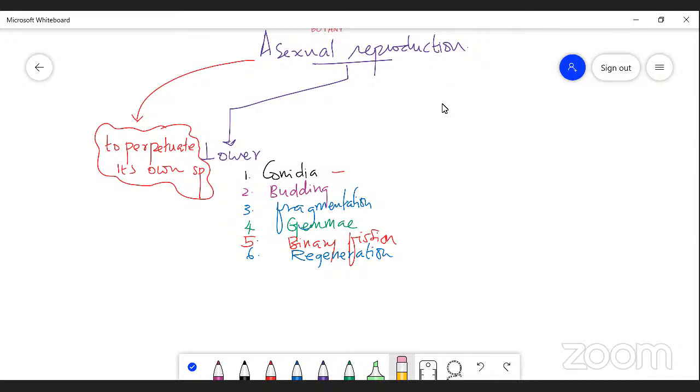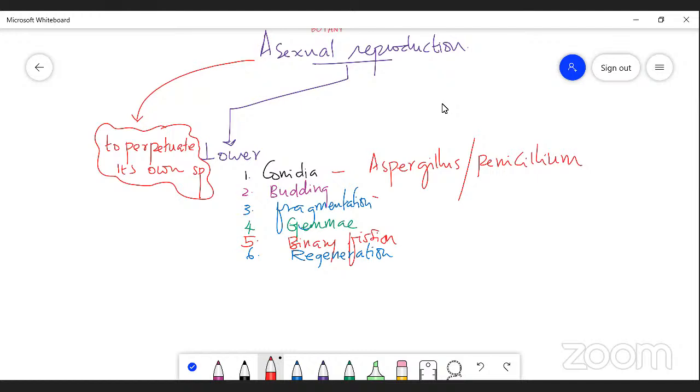The best example I can say, Aspergillus. And second one, Penicillium. Actually, conidia is nothing but a globe-like structure that arises from the sterigma of Aspergillus and Penicillium, in which asexual reproduction takes place by means of conidia.